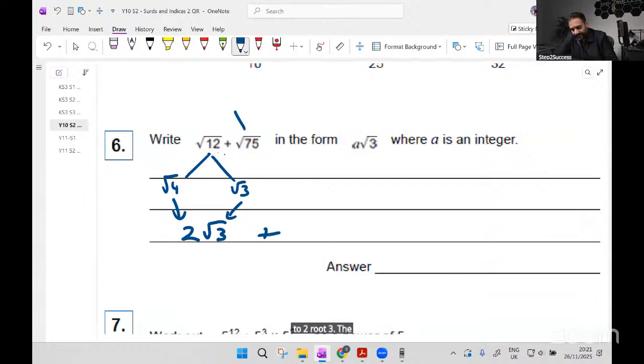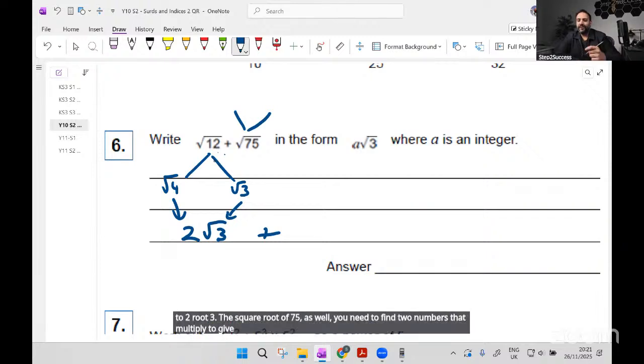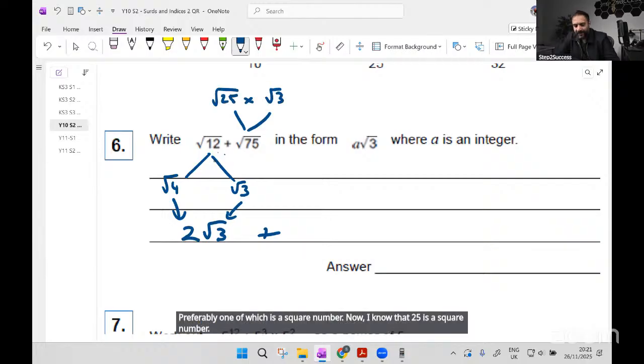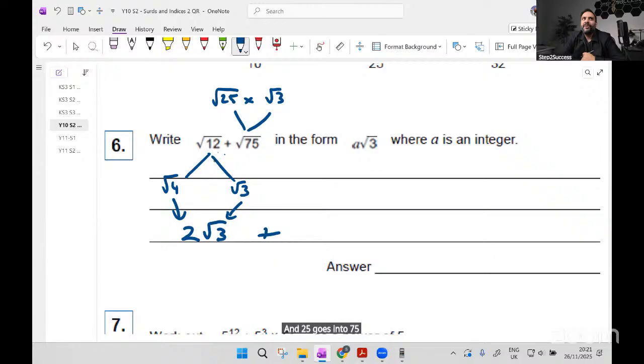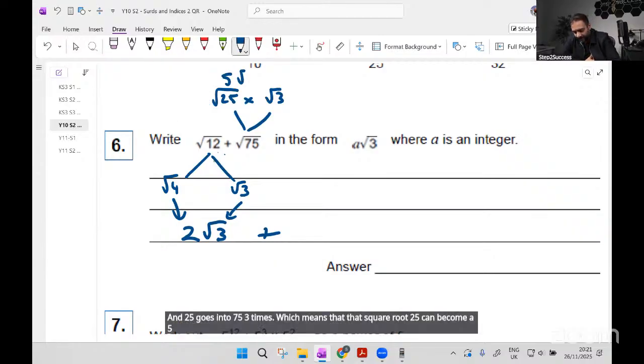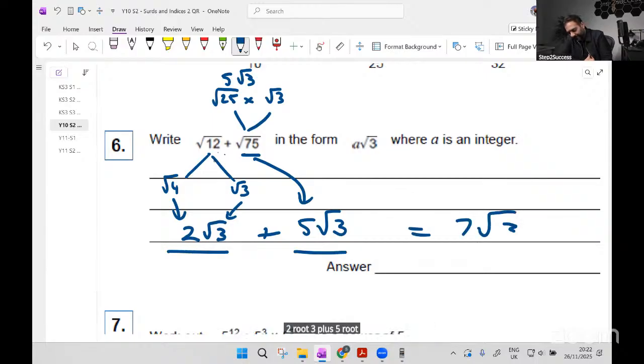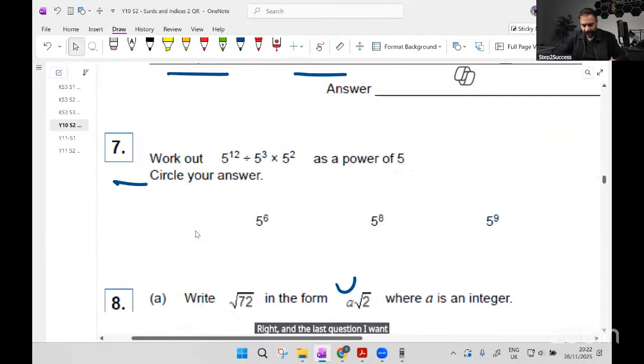The square root of 75 as well, you need to find two numbers that multiply to give 75, preferably one of which is a square number. Now, I know that 25 is a square number, and 25 goes into 75 three times, which means that square root 25 can become a 5, and then you can stick the root 3 onto it, which means that the square root of 75 becomes 5 root 3. 2 root 3 plus 5 root 3 is 7 root 3. Right, and the last question I want to do on this is 15C.